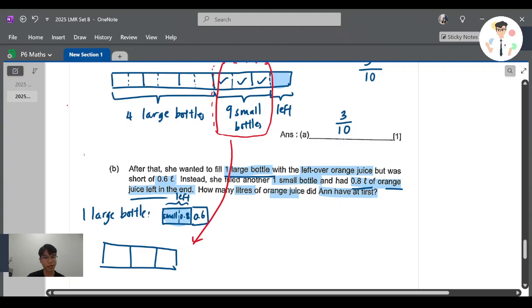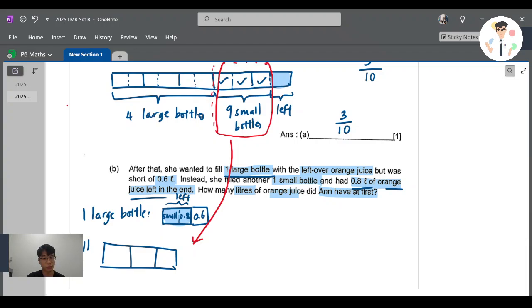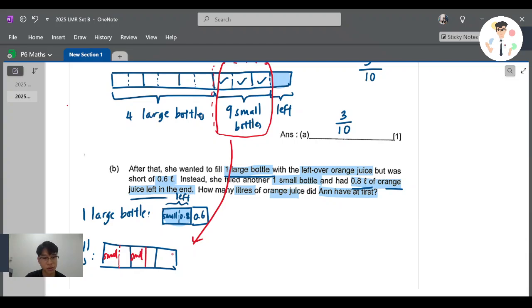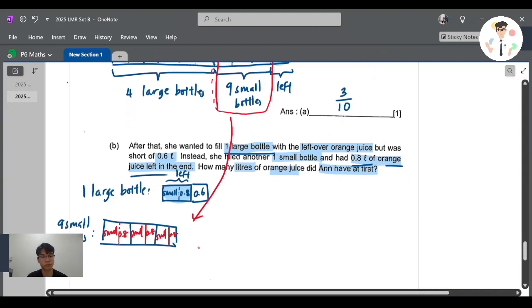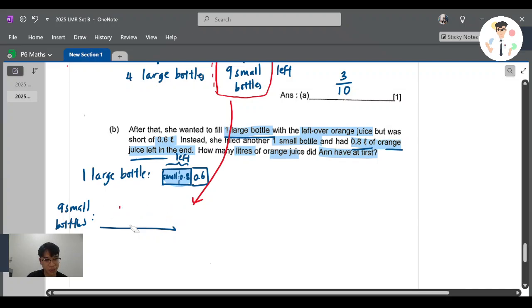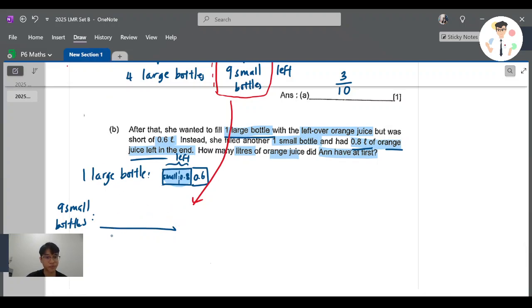correct? This will be the 9 small bottles. I cut, right? Because this is 1 unit. So I actually can cut into like this. Let me just cut out. Small, small, small, and this is 0.8, 0.8, 0.8. I'm not sure whether you can understand or not. Let me just remove it again. Let me just draw again.